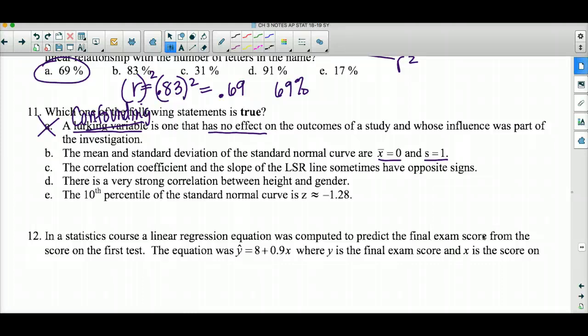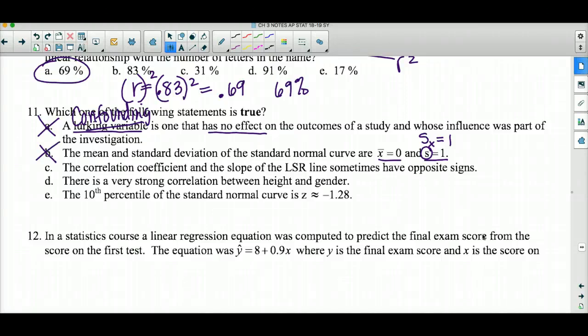Something's wrong with that. S is not standard deviation. That would be S sub X, which is 1. The standard deviation is 1, but they gave you the wrong variable. They gave you the variable for the residuals, and I looked at that one at first and thought, oh, it's that. But it's not, because that's the wrong variable.